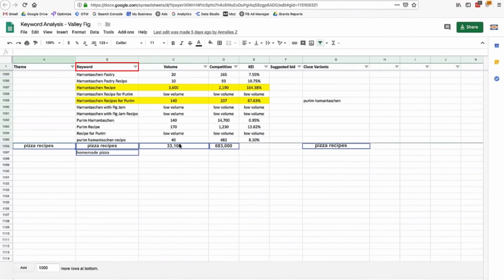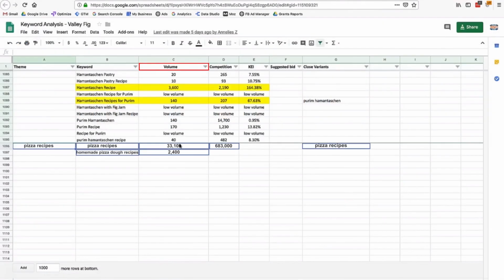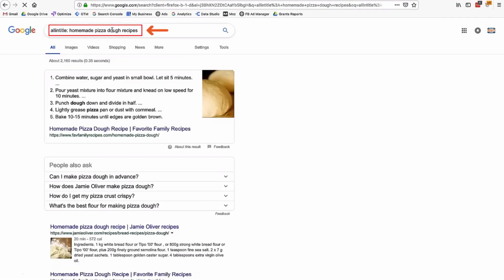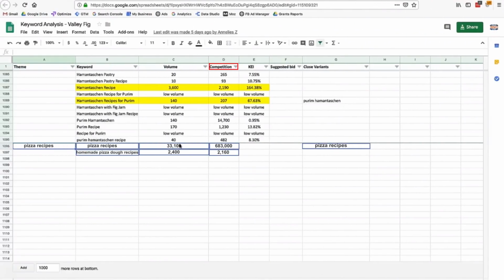Moving on to the next keyword, it is homemade pizza dough recipes. If we revisit the specific keyword homemade pizza dough recipes, we find that it has a search volume of 2,400. So I will put 2,400 in the volume column. Regarding the competition, when I entered the keyword, the number of competing pages was 2,160. Hence, I will record 2,160 as the competition. By completing this process for various keywords, you will obtain an understanding of their respective volumes and competition levels.